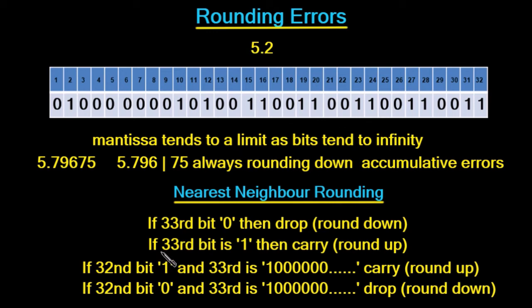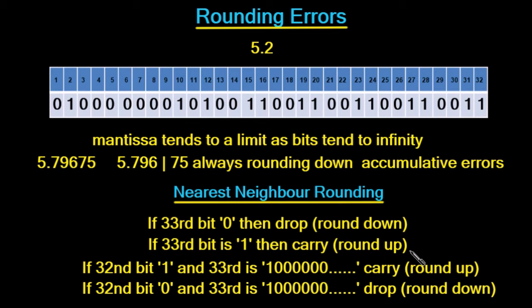Now if the 33rd bit is a 1, then in effect we can round up. That is, we take the value of the 33rd bit, which is a 1, and carry it into the next bit. But note that when we carry into the next bit, we may hit another 1, so we'll have 1 plus 1, which is a 0 and a carry of 1, and the carry would ripple through.